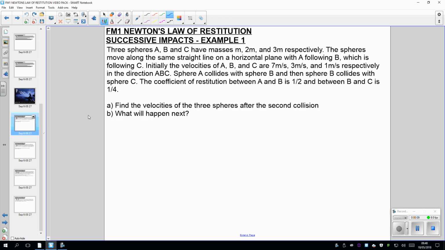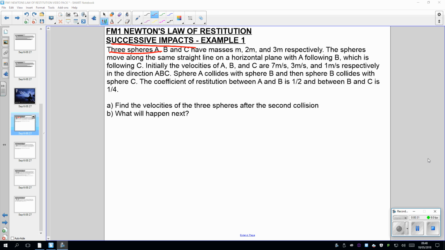Hi everyone, video 2 on Newton's laws of restitution. Remember, separation over approach. Separation over approach. Okay, this time though we're talking about successive impacts, and that means when more than one thing is colliding with each other.